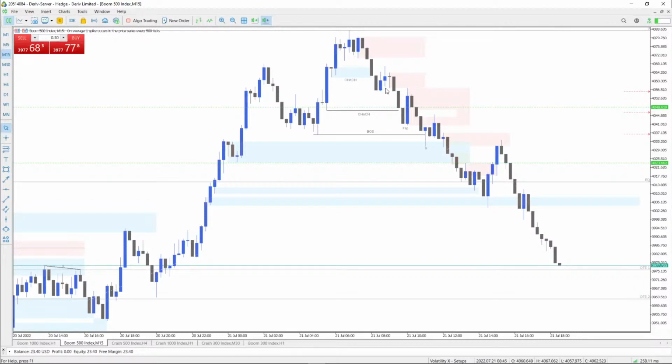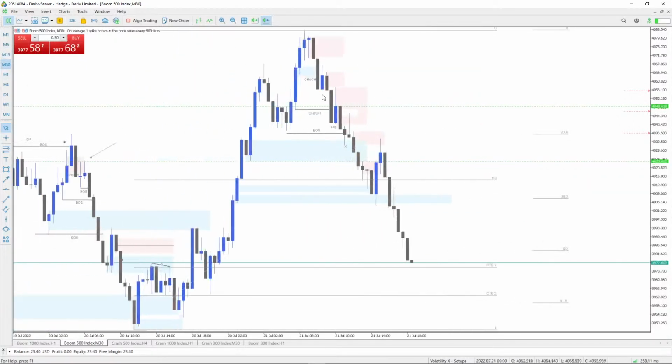And then price did a break of structure here. I termed it the CHoCH, which is change of character, and the reason I did that was because on the 30 minutes time frame, I realized that, okay, you know what, this is actually a break of structure here, and this was the zone that caused that break of structure.